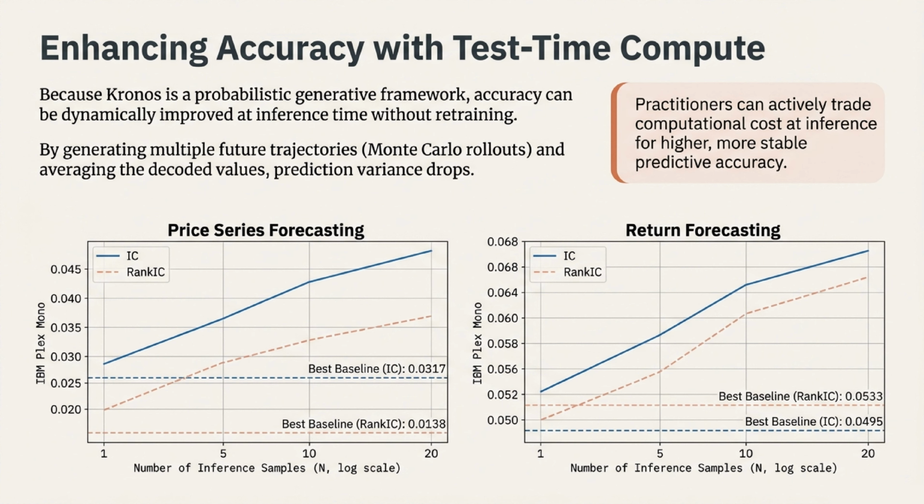Another brilliant feature of Kronos is how it utilizes test-time compute. Because Kronos operates on a probabilistic generative framework, you don't need to retrain the model to improve its accuracy. By generating multiple future trajectories using Monte Carlo rollouts and averaging the values, the prediction variance drops. This allows practitioners to actively trade computational cost at inference time for higher, more stable predictive accuracy.